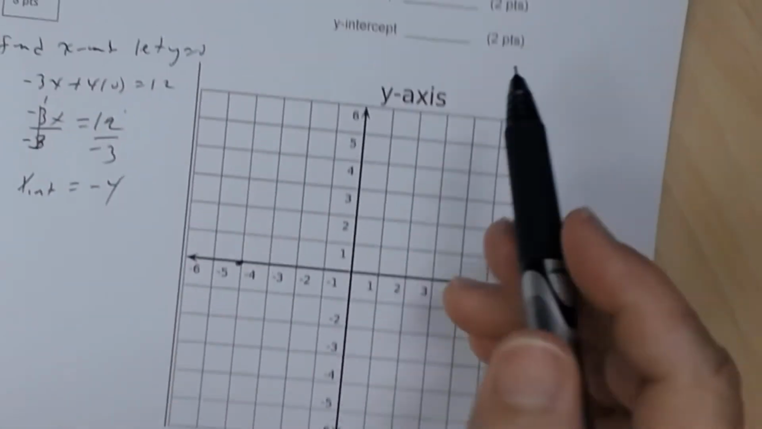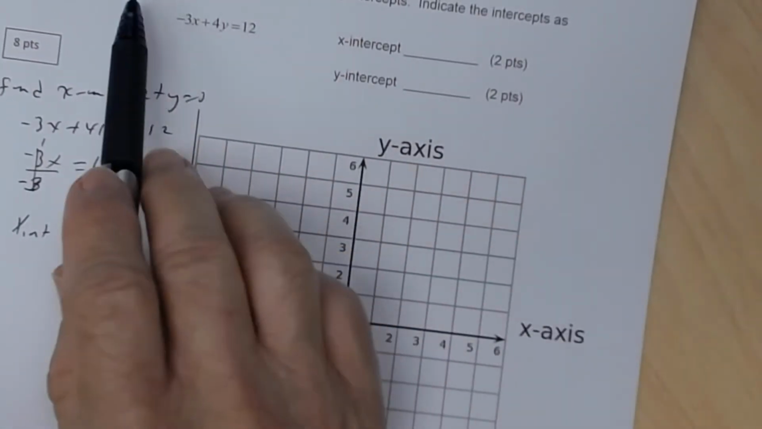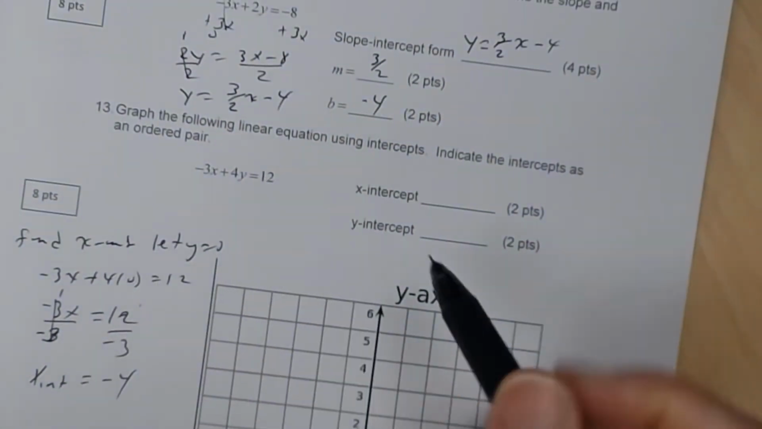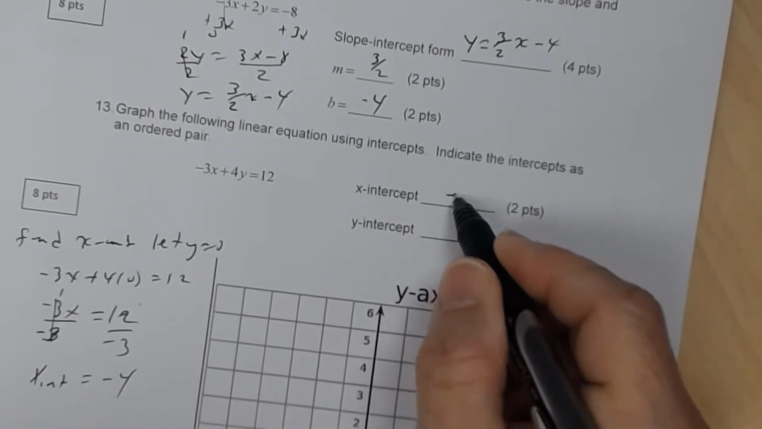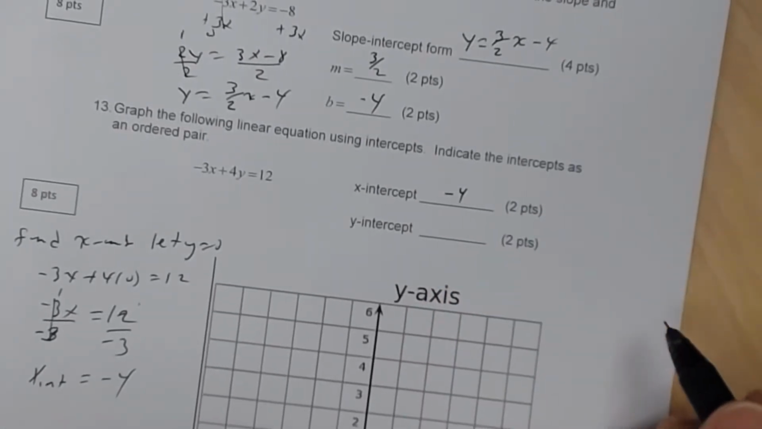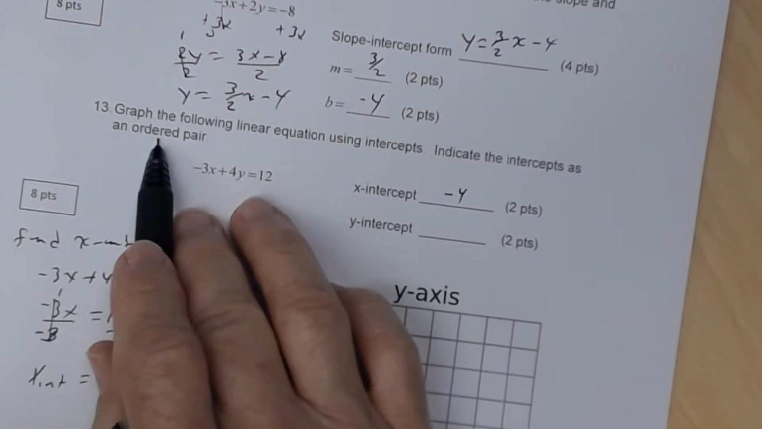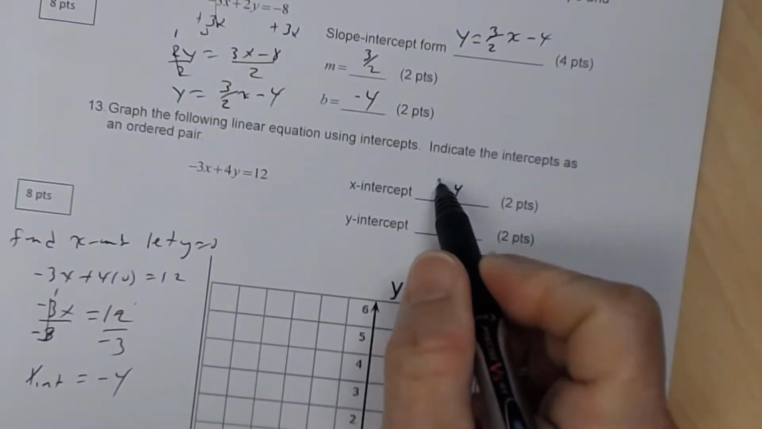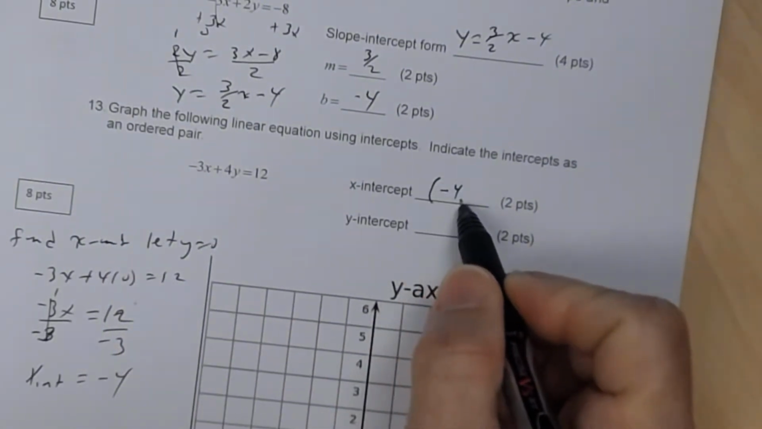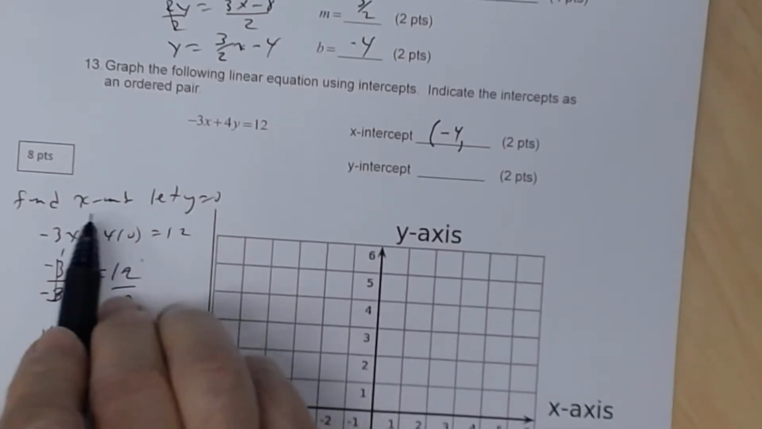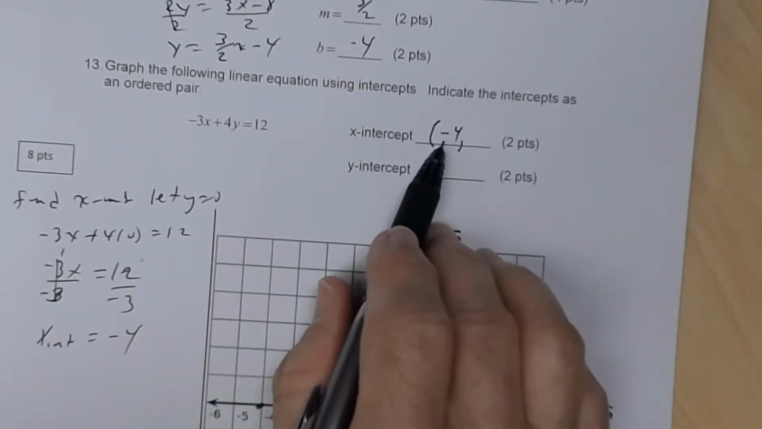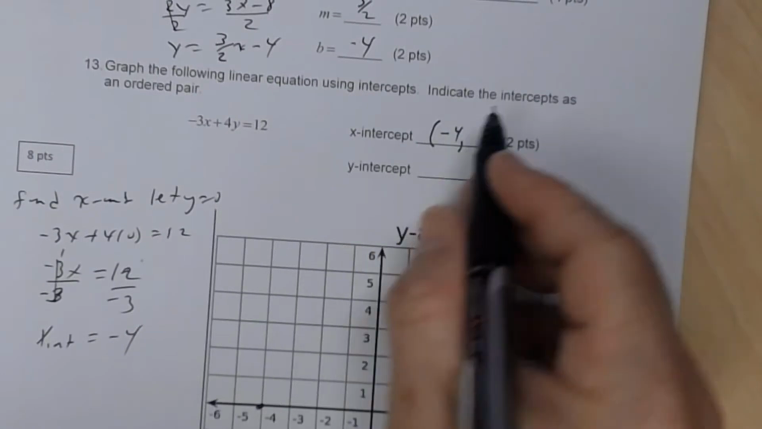But remember, though, you've got to put your answer here, and it says indicate the intercepts as an ordered pair. So don't just put negative 4 here. Don't say that, because they're asking you to write it as an ordered pair. So an ordered pair is a point. So my x-coordinate is negative 4, and your y-coordinate is 0.